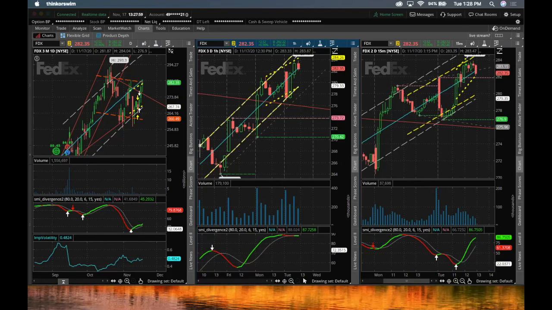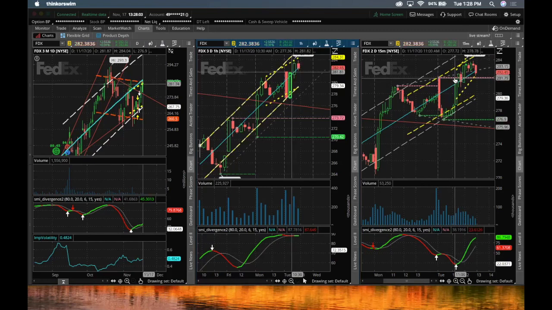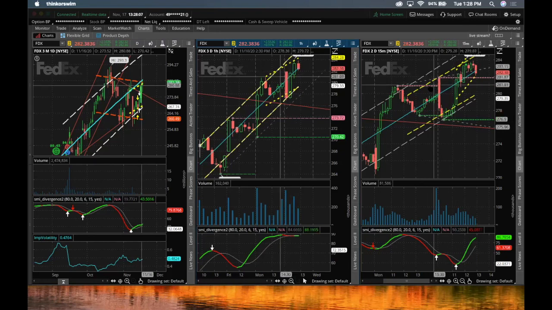Everybody has their own different way. So if I were looking for a bounce play on FedEx intraday, I would be waiting for this 281, possibly 280.